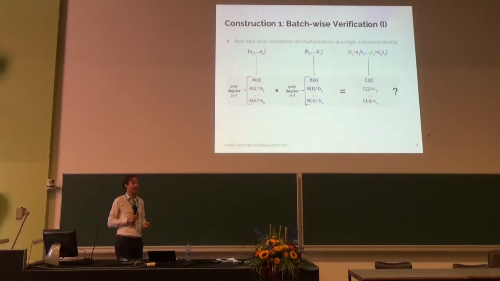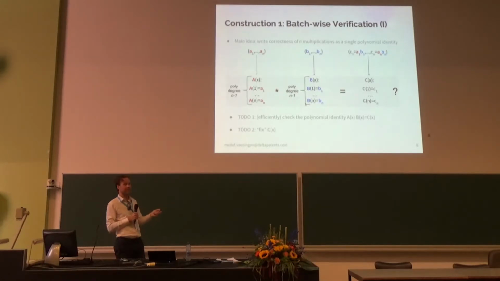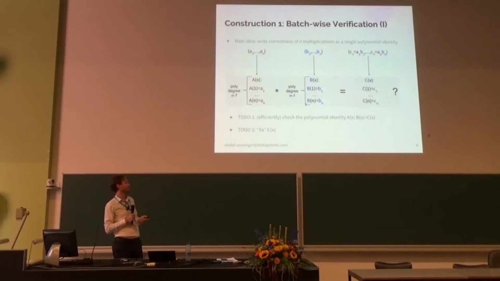Now, of course, this doesn't really help us if there's no efficient way to actually check that polynomial equation. So that will be the first thing we need to do. We need to efficiently check that this polynomial identity holds. And then there's a slight thing that I didn't tell you about this polynomial c of x, so we somehow will need to fix that. And that's the second thing that we have to do. And if we have done those two things, then we have found a very efficient way of checking the multiplications.